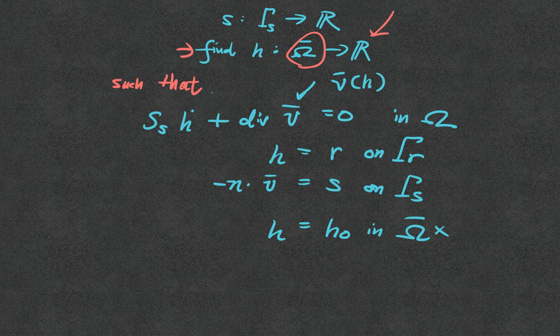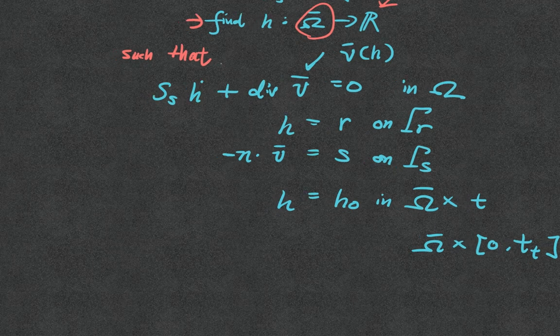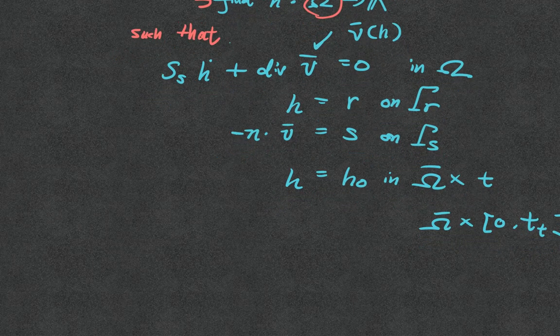Okay, so there are different ways to write it. One is that you write it as a T. Sometimes people also like to write it like this, zero all the way to infinity, or actually a prescribed time for termination, etc. Okay, so this gives you the strong form, and then there would be a weak form corresponding to that.